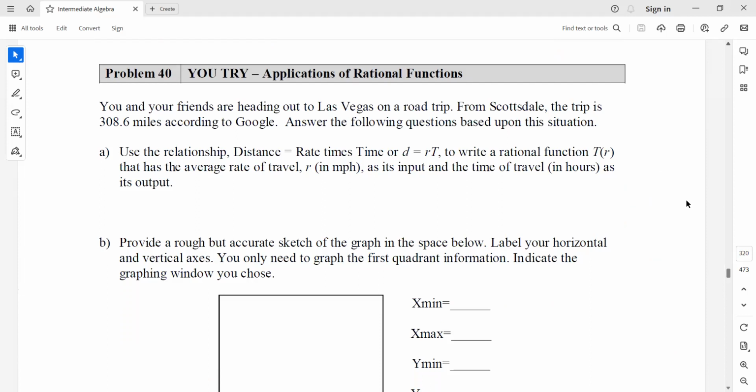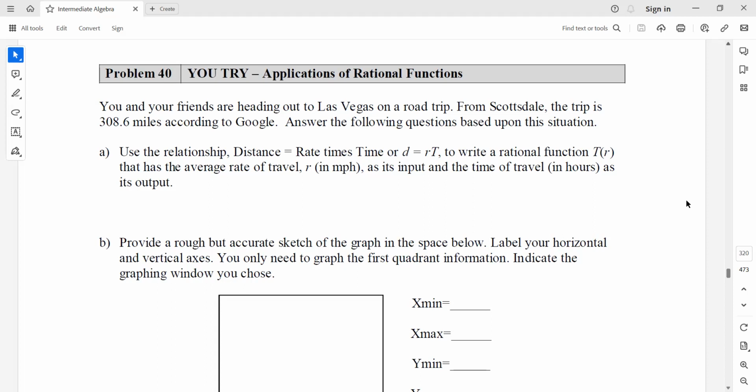Now, you do have a similar problem here. And this one, again, you and your friends are heading out to Las Vegas on a road trip. From Scottsdale, the trip is 308.6 miles, according to Google. So pretty much the same type of problem. Set up your rational function.